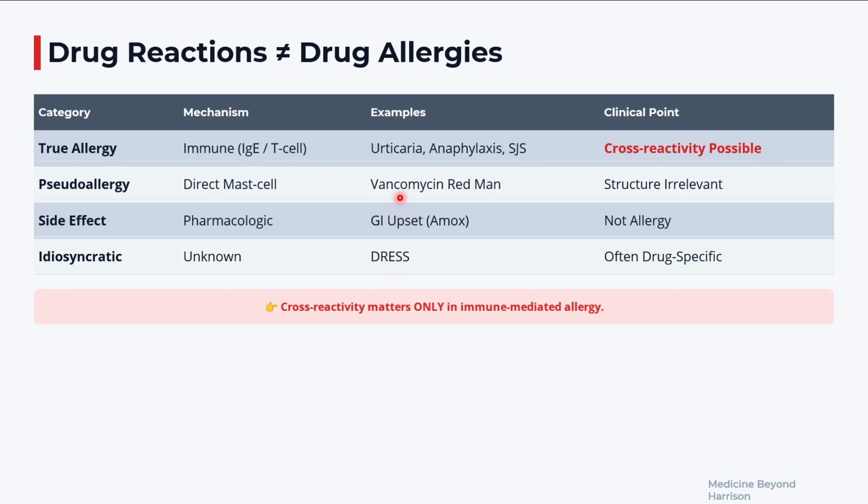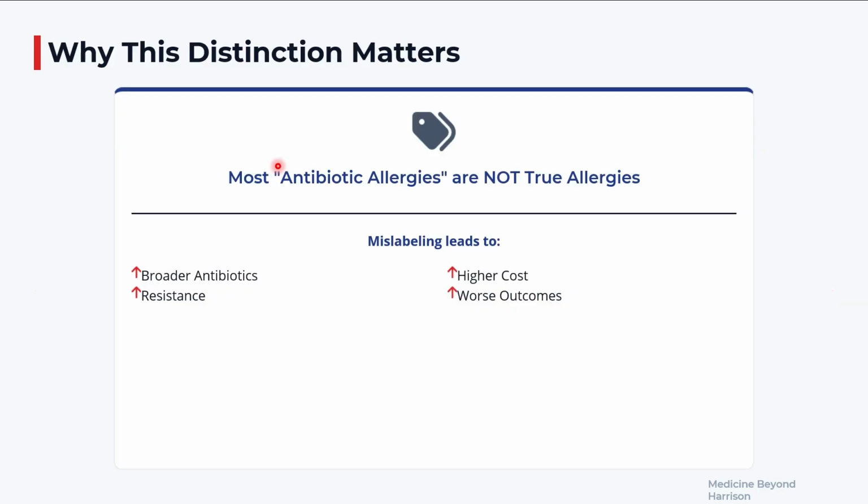So now you must know that vancomycin-Redman syndrome is not actually an allergic reaction. It is a direct mast cell degranulation issue. The true allergies are mediated by IgE and T cells, which we'll understand more in the upcoming slides. This distinction truly matters because mislabeling of allergies leads to going in for broader antibiotics and more resistance development, higher cost, and also worse outcomes in some cases.